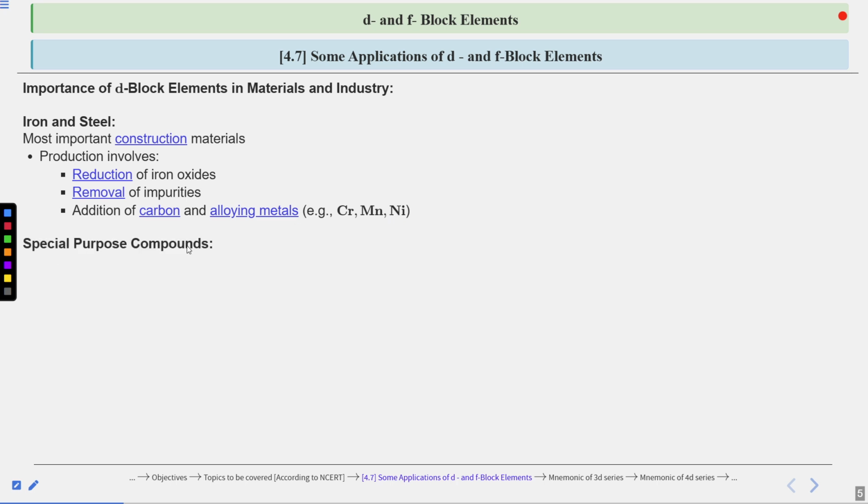Special purpose compounds. There are some compounds that we use for special purposes. First is titanium oxide, which is used in the pigment industry. Another is manganese oxide. This compound is used in dry battery cells. Dry battery cells are a type of cell which is used widely, and in the construction of dry battery cells, this compound MnO2 is used. So there are some compounds that are used for special purposes.